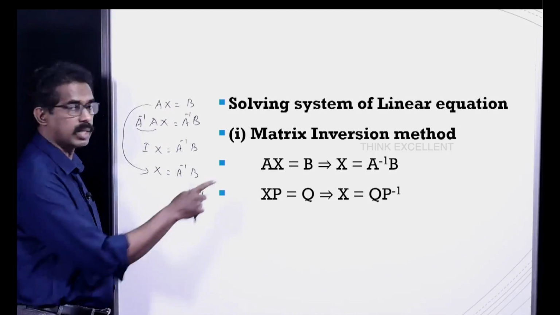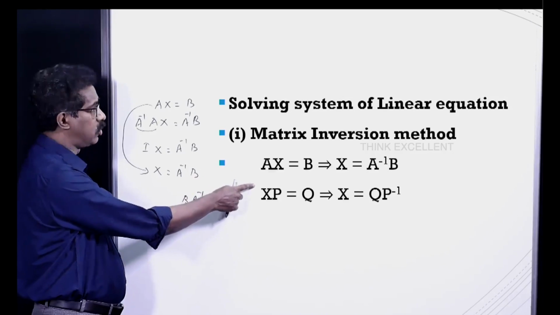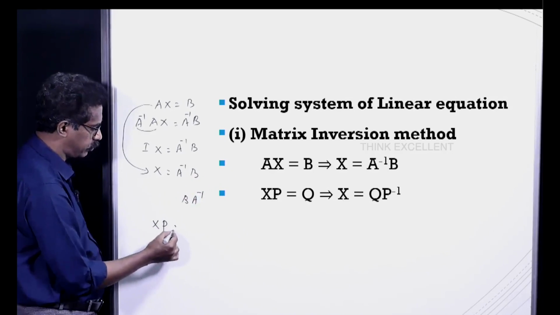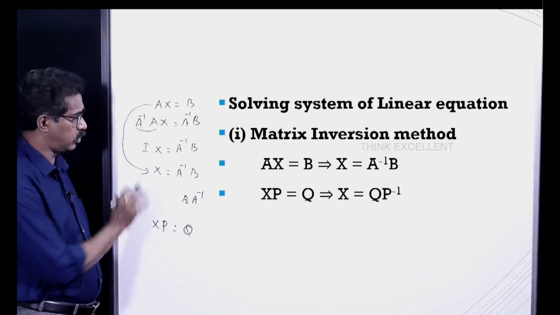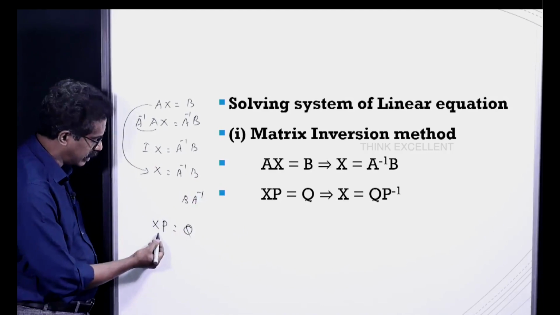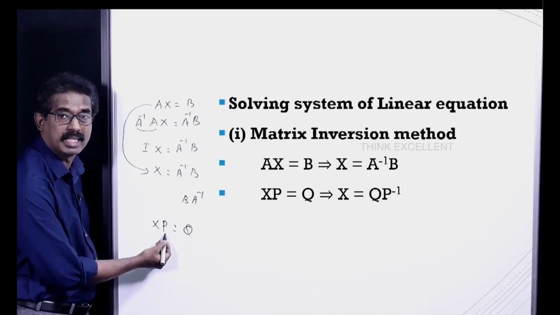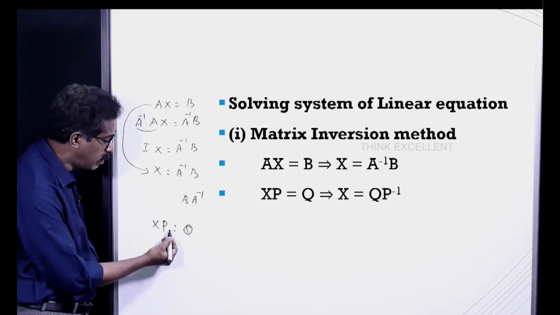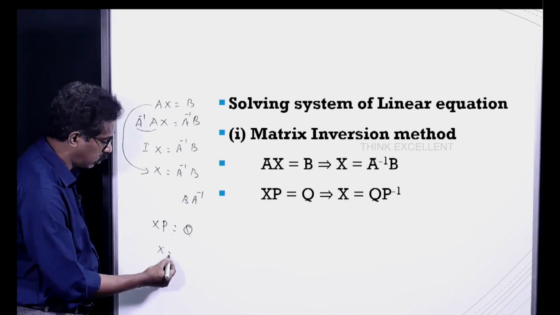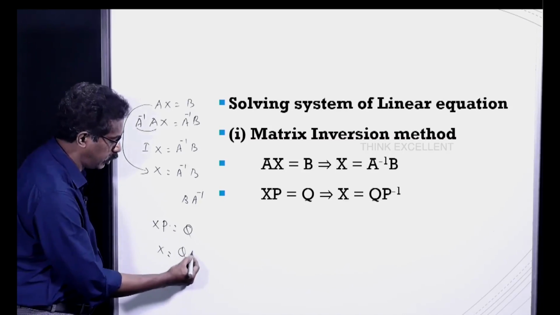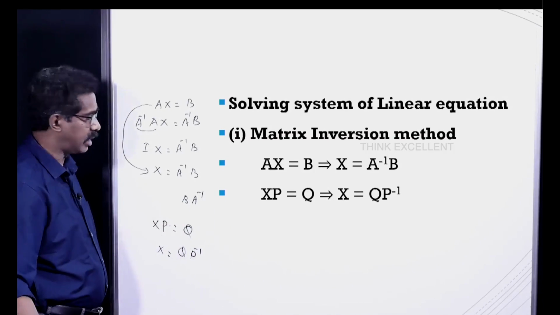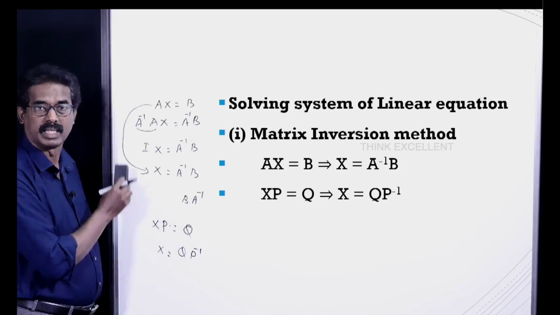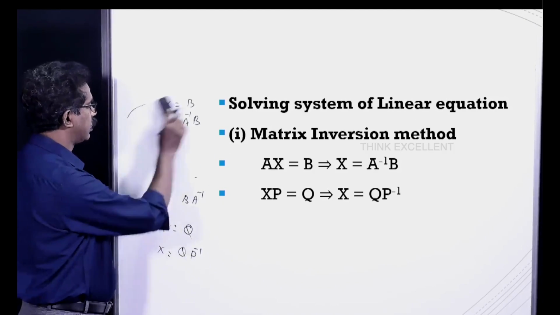See another one. What is given here? XP is equal to Q. Directly you can say now because you know the method. I want to find X. If I want to find X, P must get cancelled. So you multiply by P inverse. Post-multiply, right? So X is equal to Q into P inverse. Like that also you can do, but this is the correct method. Okay, so try to understand this.